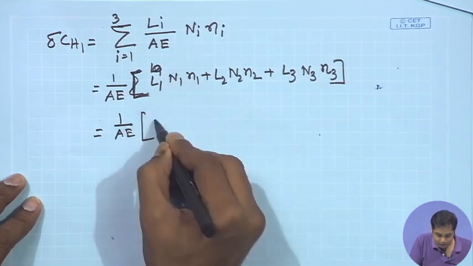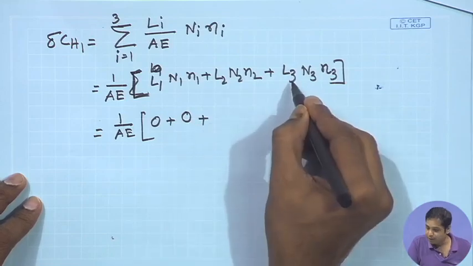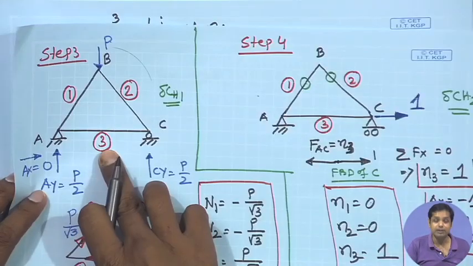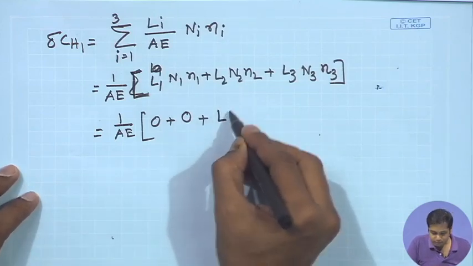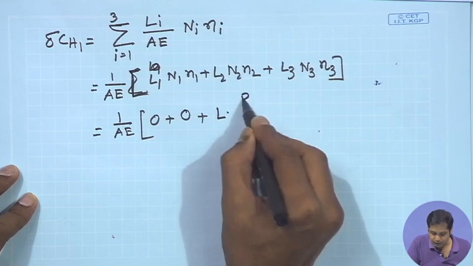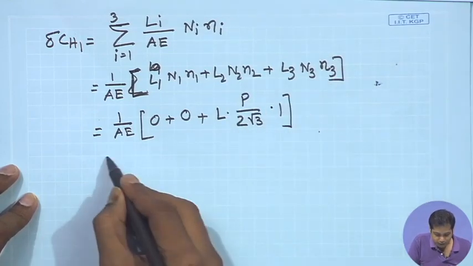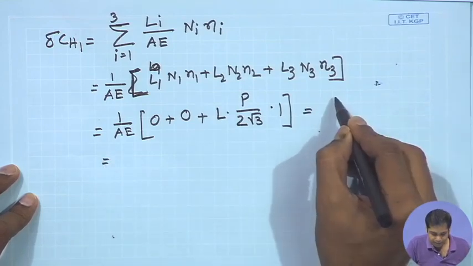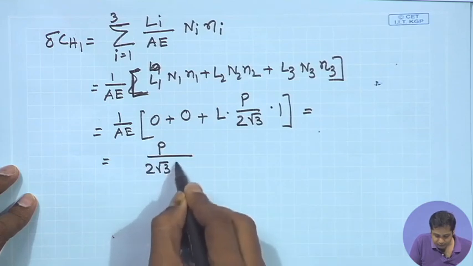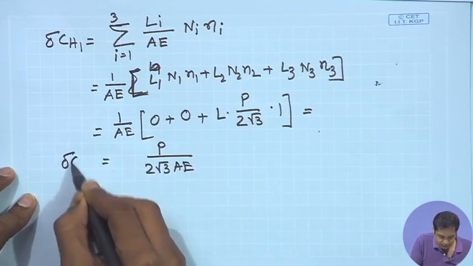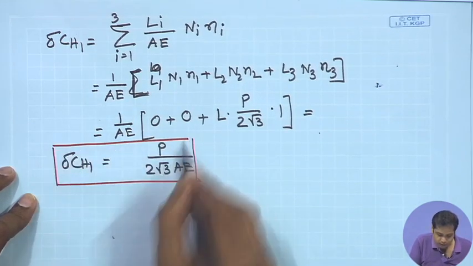This part will be 0 because small n1 is 0, this part is 0 because small n2 is 0, and this part is L3. L3 means the length of this member, which is capital L, into capital N3, which is P by 2 root 3, and into small n3, which is equal to 1. So, this becomes P L by 2 root 3 AE, that is delta C H 1. Delta C H 1 is this.